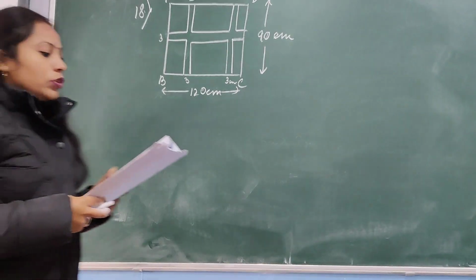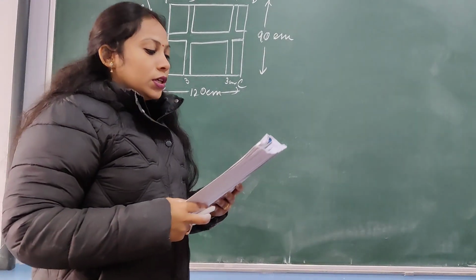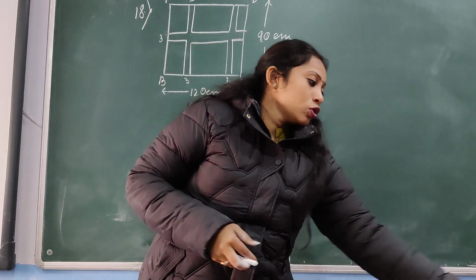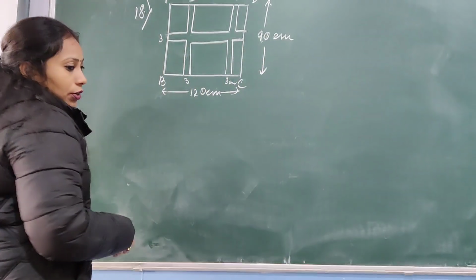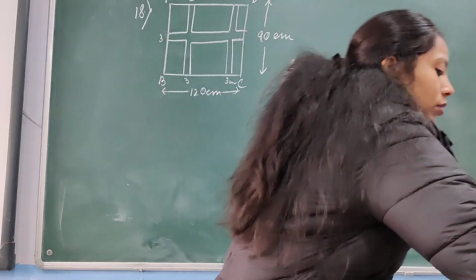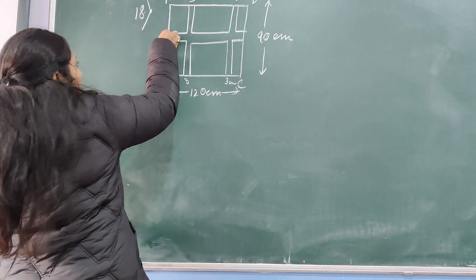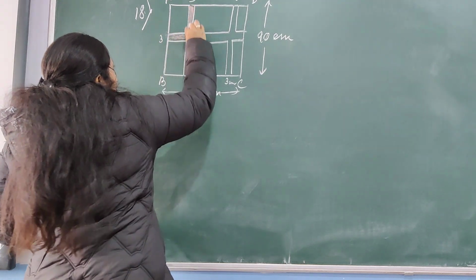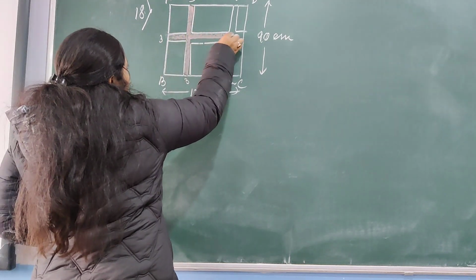We have to find out the area of the shaded region in the following figure where ABCD is a rectangle and all the corners are right angle. So we have to find out the area of the shaded region. Now what is the shaded region? These horizontal and vertical parts, these are the shaded portions.